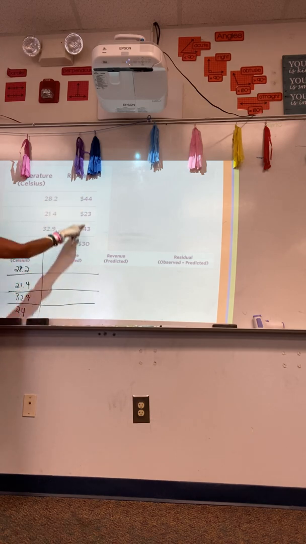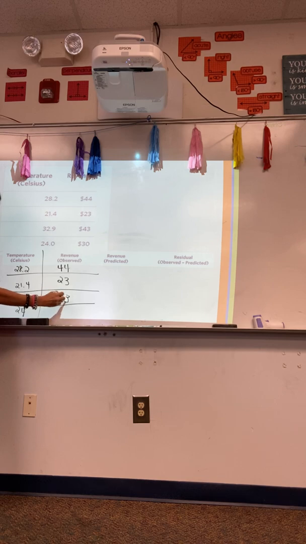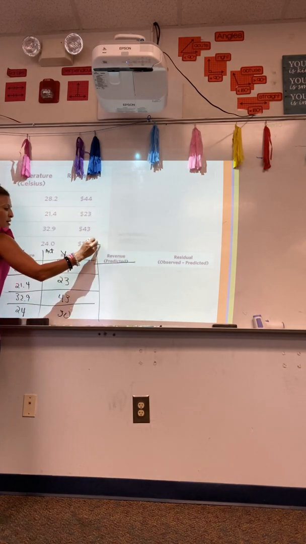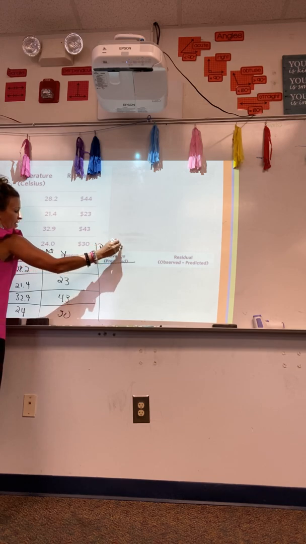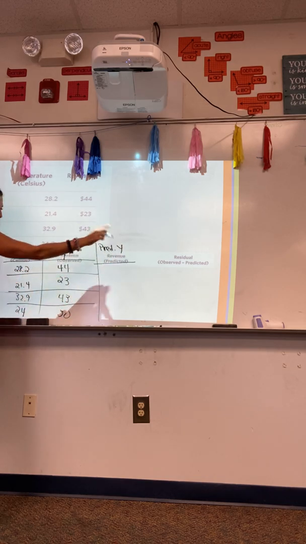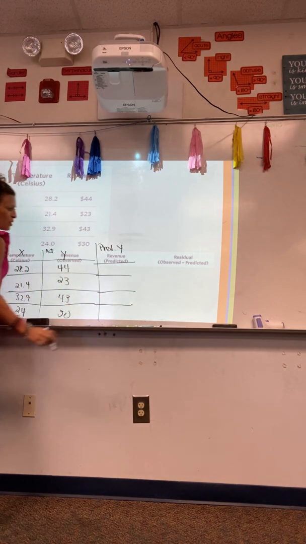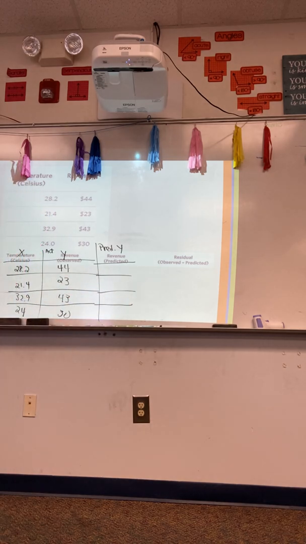My revenue is right here. This is all the stuff that was given to me. And these are my Y values. These are my X values. So these are my actual Y values. And if I'm trying to come up with my residual, then I also have to know my predicted Y values. It's actual minus predicted, or observed minus predicted, however you want to say it. So I have to come up with my predicted Y's.